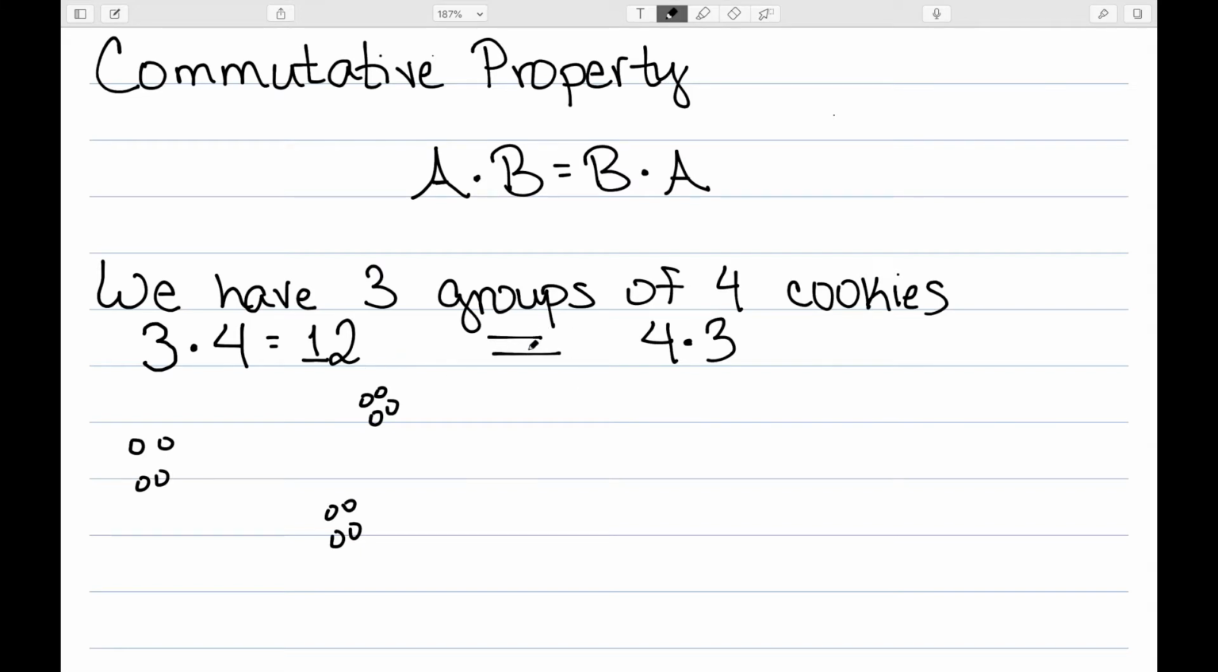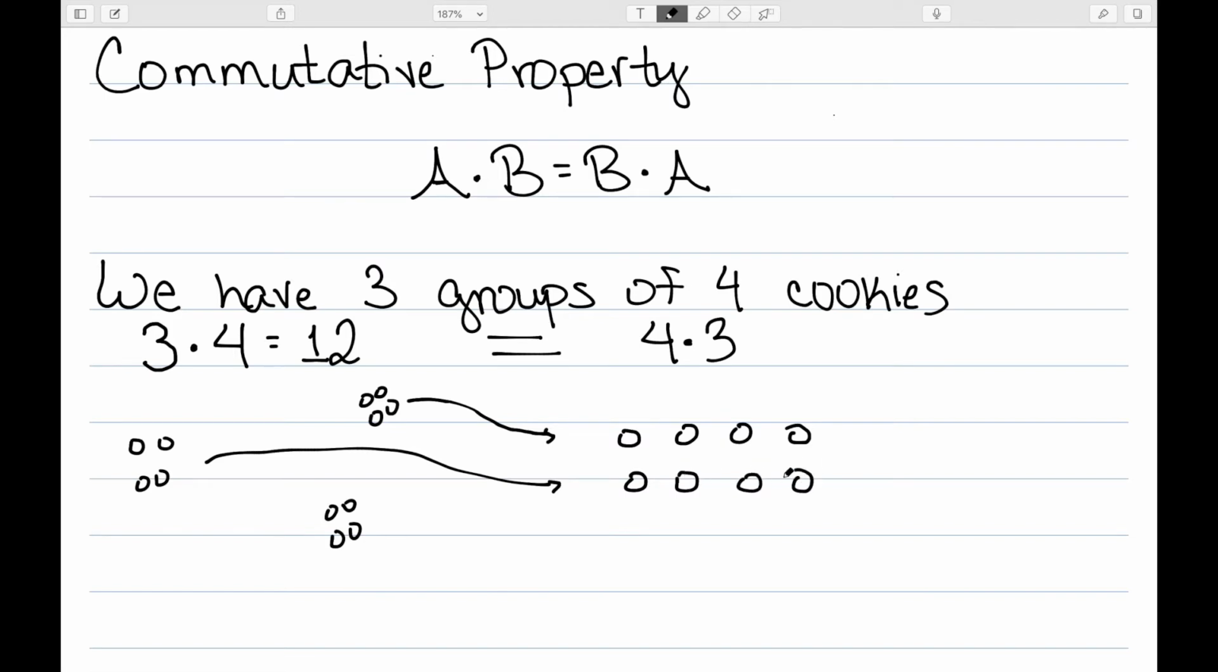How can we see that these are the same? Like I said, it's not as obvious when we think of it in terms of this group. Why can I switch the number of groups and the number in each individual group? Well, let's reorganize this group. I'm going to take this group of cookies and put them in a row. This group of cookies here, I'm going to put them in another row. And this group here, I will put them in a third row.